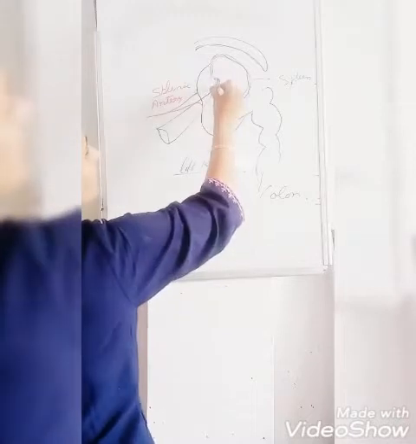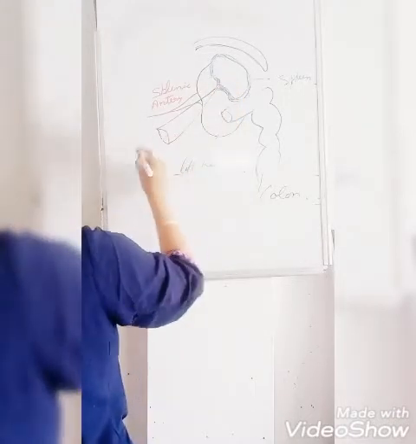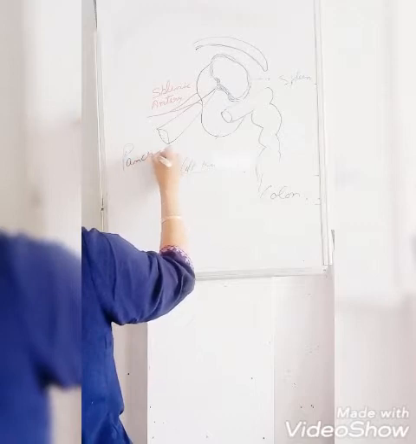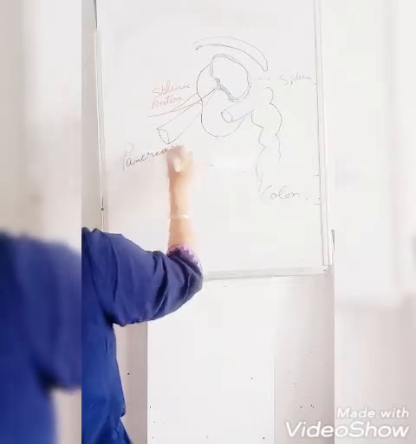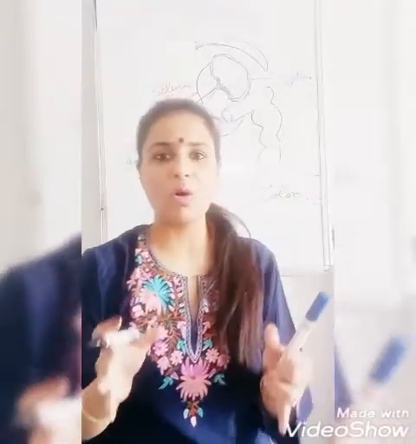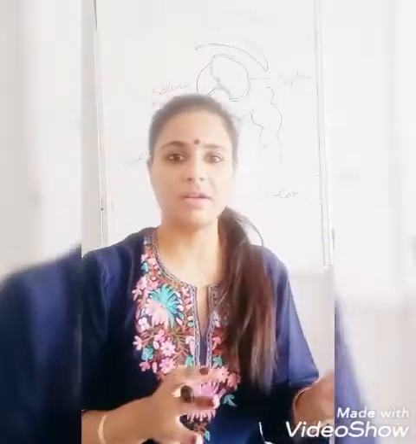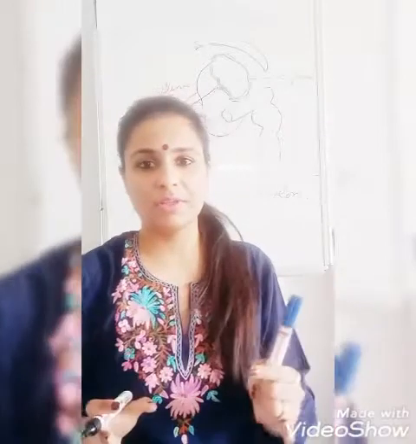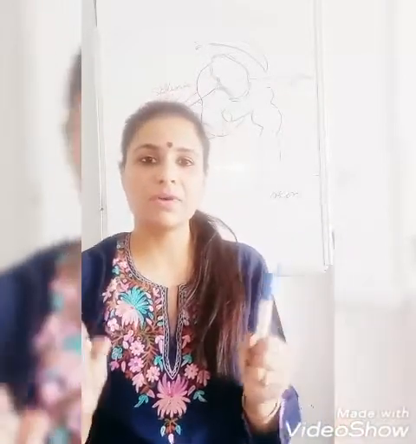So this is connected with the tail of the pancreas. This is the pancreas, and this is the tail of the pancreas. So the spleen is a very small anatomical organ, lying under the 9 to 11 ribs, and it is a highly vascular organ.